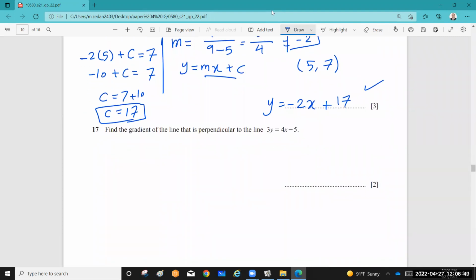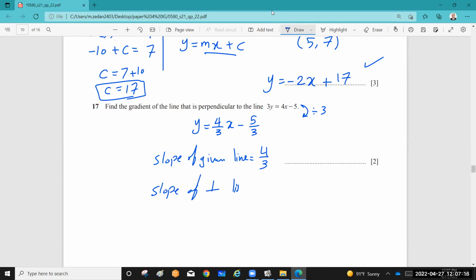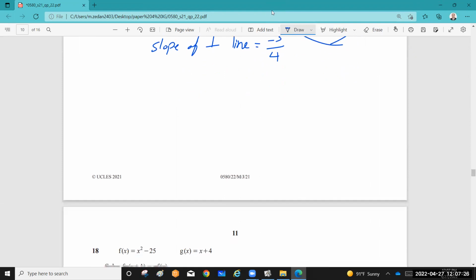Number 17, find the gradient of the line that's perpendicular to this line. You can rewrite it by dividing by 3 to write it in slope y-intercept form: y equals 4 over 3x minus 5 over 3. The slope of the given line is 4 over 3, so the slope of the perpendicular line is -3 over 4. To find the slope of a perpendicular line, you do two things: flip the fraction and then change the sign.